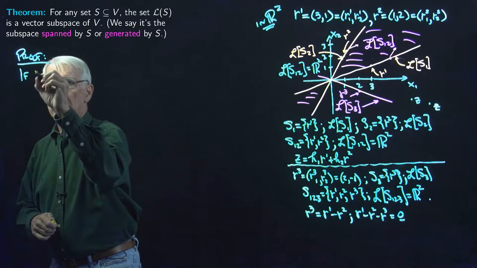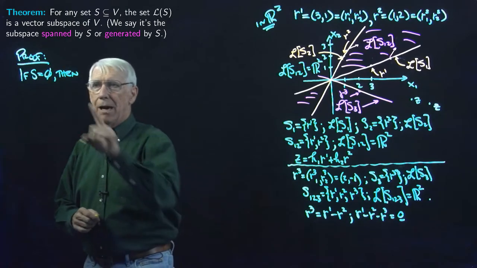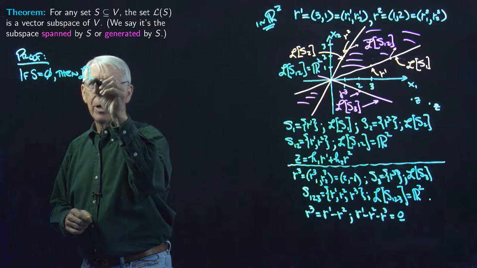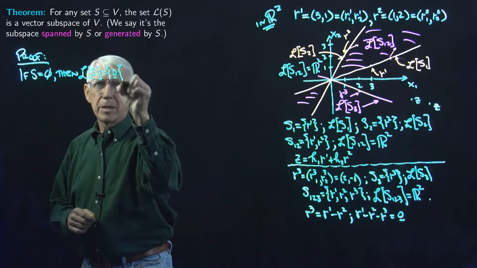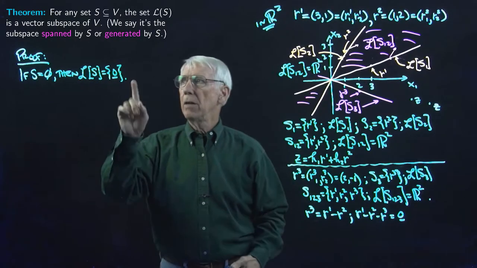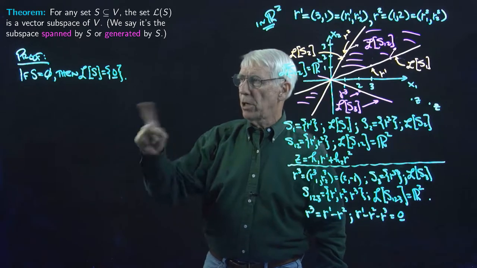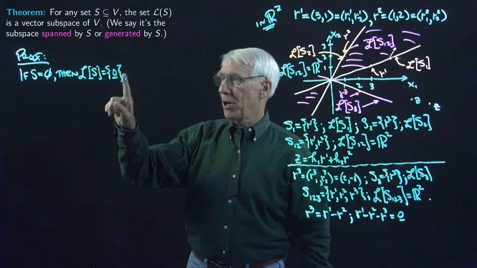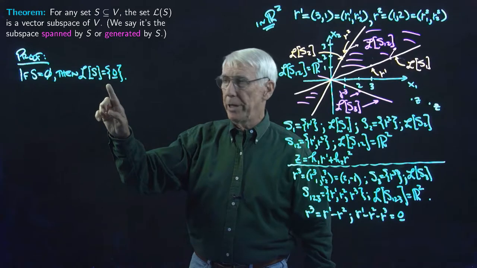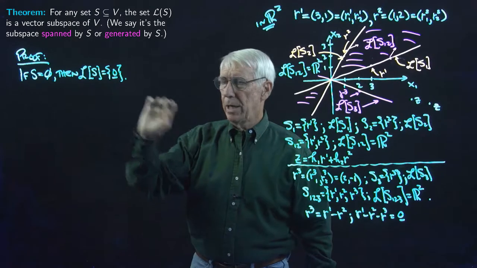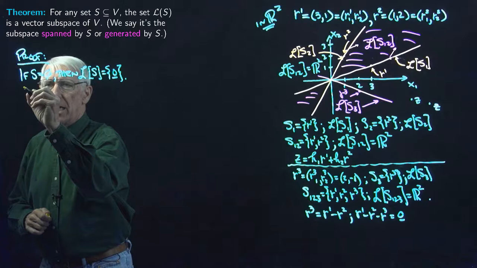So let's say if S is the empty set, then according to our definition of L of S, we have L of S is the singleton consisting of the zero vector, which, of course, is a vector subspace of any vector space. It's always the case that the zero vector is a singleton, kind of degenerate, vector subspace of the vector space it lives in.